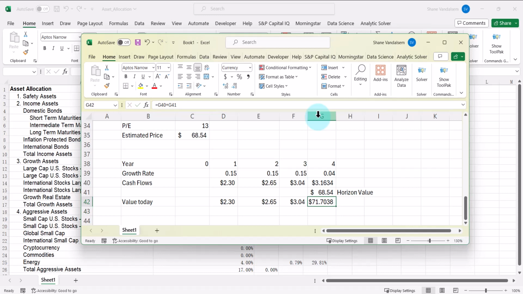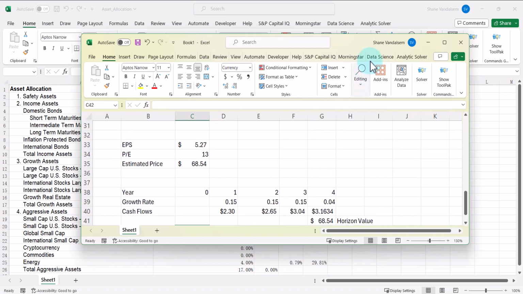So our cash flows look like this. At time 1, we expect a dividend of $2.30. At time 2, we expect a dividend of $2.65. At time 3, we expect a dividend of $3.04. At time 4, we expect a dividend of $3.16. And then we expect to be able to sell the stock at that time for $68.54. So our total cash flow at time 4 is expected to be $71.70, which is the sum of the dividend plus the horizon value. Our value today then is these cash flows discounted back at the required rate of return.